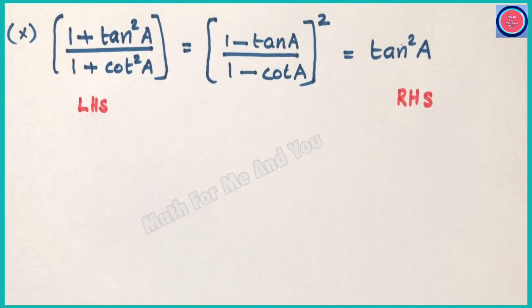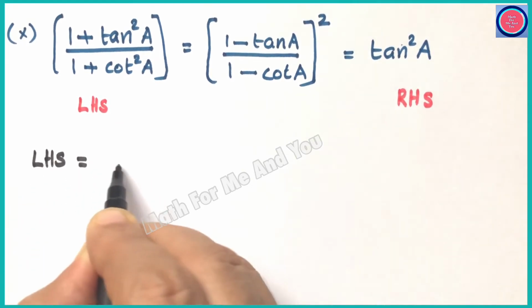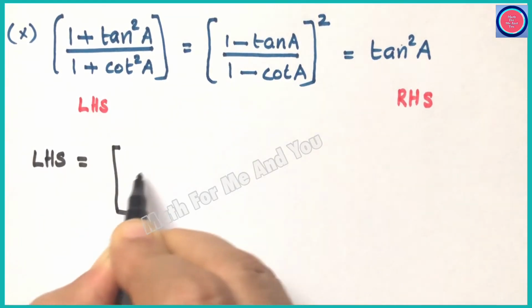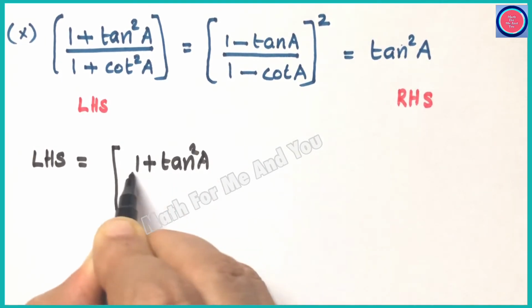And if we take the second bracket as LHS, then also we have to show the answer is the same, which is tan square a. Let's start with the first bracket as LHS. LHS is equal to 1 plus tan square a divided by 1 plus cot square a.